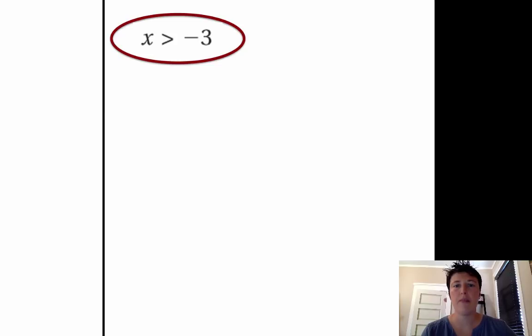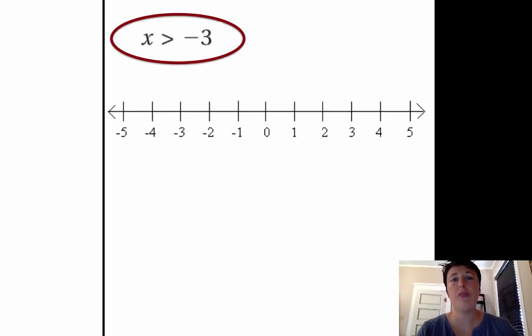So I take my number line. This time I can use 0 in the middle because negative 3 is pretty close to 0. I'm going to go 1, 2, 3, 4, 5, negative 1, negative 2, negative 3, all the way to negative 5. And then I'm going to circle that point that's important, which is negative 3. Now, x is anything greater than negative 3.